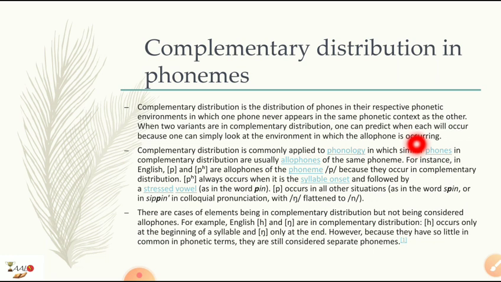But in the case of complementary distribution, it is not like that. They exist in different phonological environments. Complementary distribution is applied to phonology in which similar phones in complementary distribution are usually allophones of the same phoneme. For instance, in English, there is unaspirated p and aspirated p, with an h on the top. They are the allophones of the phoneme p.